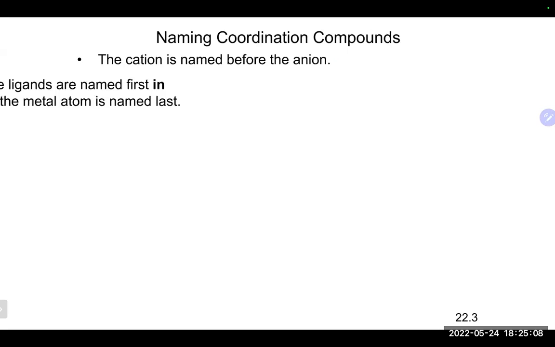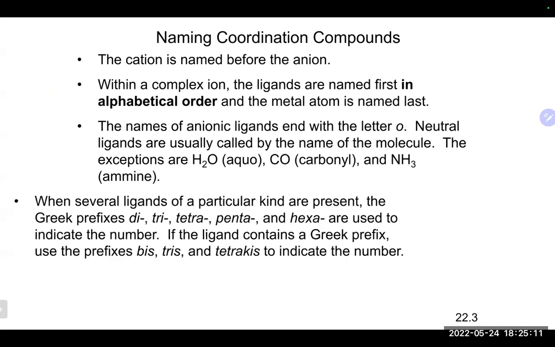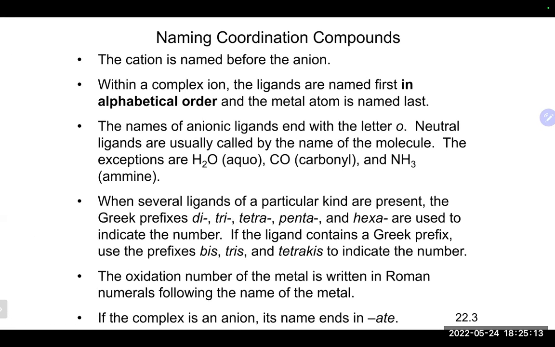Then let's talk about everybody's favorite thing, which is naming. I know you thought all your naming stuff was over. One more naming here for the road. The cation is always named before the anion. So as we mentioned before, it pretty much works like a normal ionic compound. Again, positive, then negative, both in formula and name.